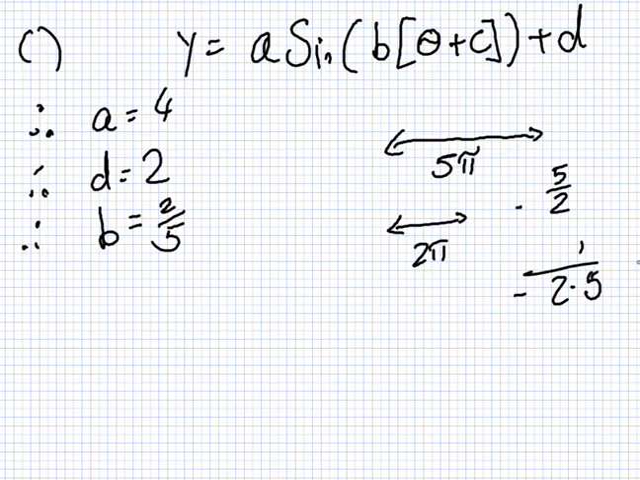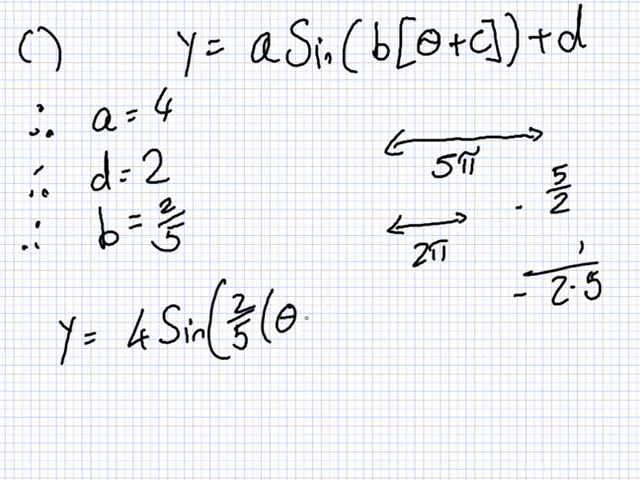Finally is the C. What point should I use to find the C? So I have y equals 4 sine 2/5 theta plus C plus D. Look at the graph. What's the easiest point to use to find the C? 5 pi and 6? No. Well, it would be 5 pi and 0. I think there's an easier one.